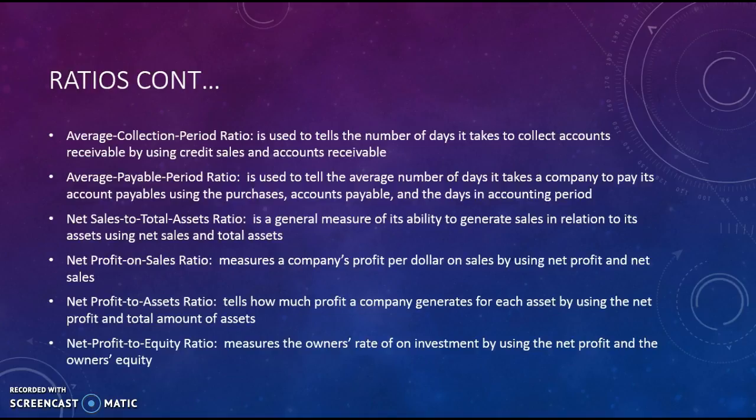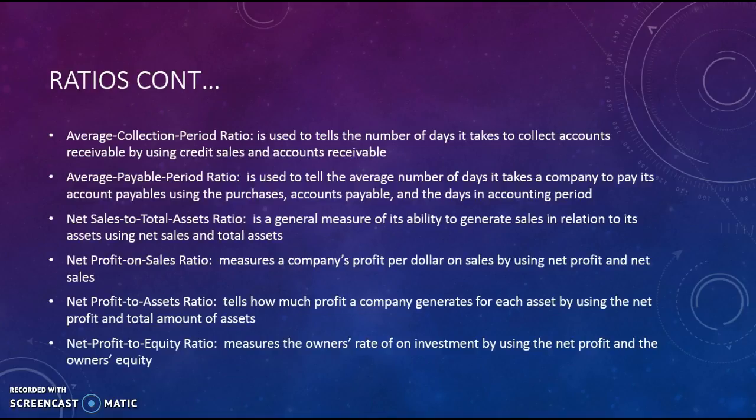Net sales to total assets ratio, which is a general measure of its ability to generate sales in relation to its assets using net sales and total assets. Net profit on sales ratio, which measures the company's profit per dollar on sales by using net profit and net sales. Net profit to asset ratio, which tells how much profit a company generates for each asset by using the net profit and the total amount of assets.